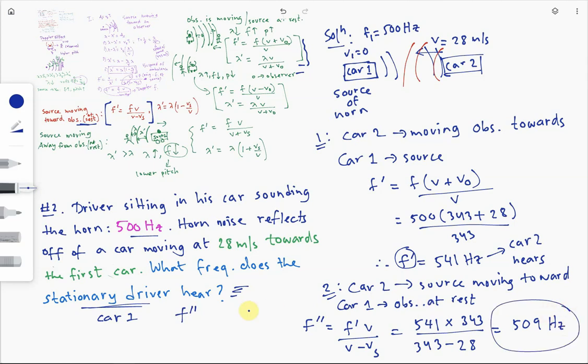This is the frequency that the stationary driver sitting in car 1 blasting his horn hears. I hope this example made the concept of putting the Doppler effect into work a little bit more accessible. Thank you very much.